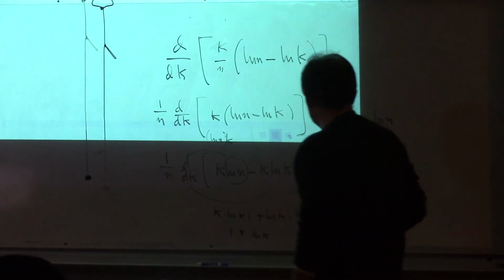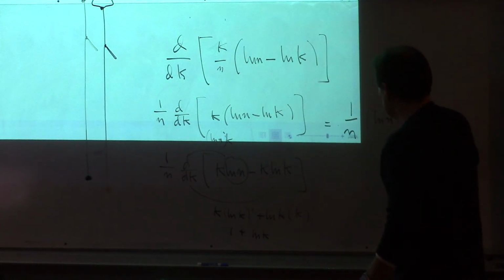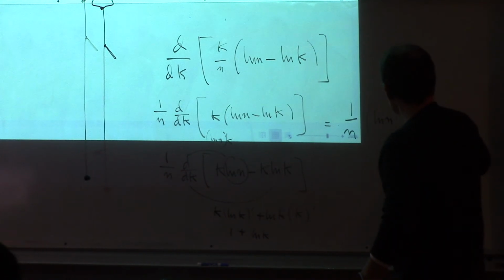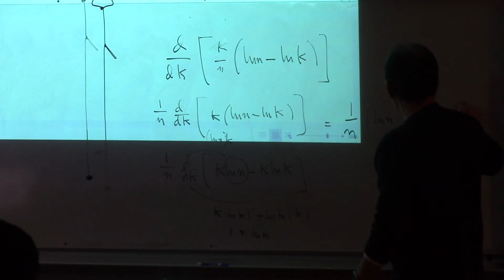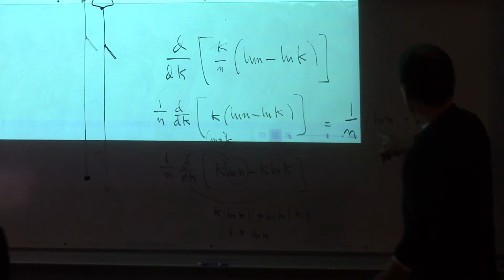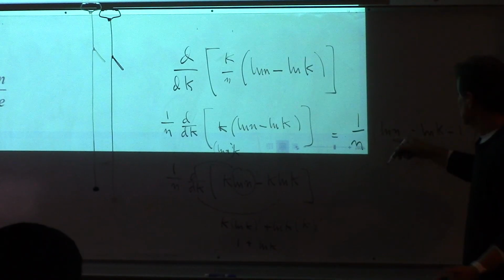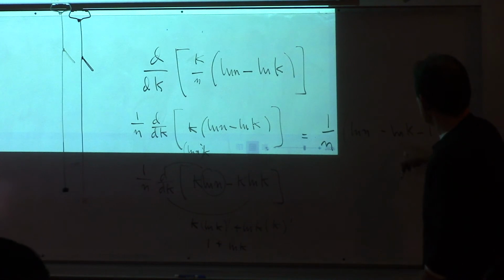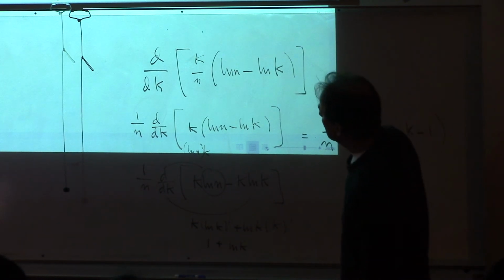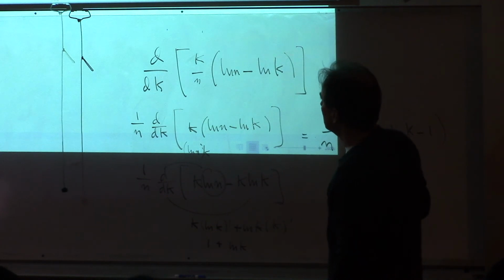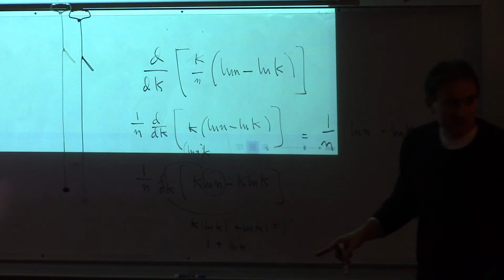So we're going to have ln n minus 1 minus ln k minus 1. Now, what's ln n? Ln n is going to be some constant. Ln k is going to be constant. That's it. Is that what I got here? 1 over n times ln n minus ln k minus 1. Yep. Okay. So that's the derivative.